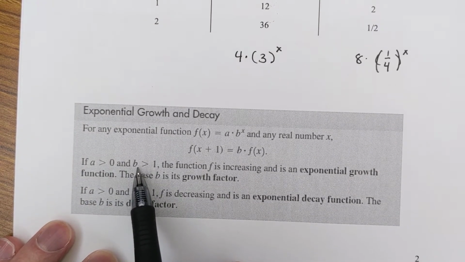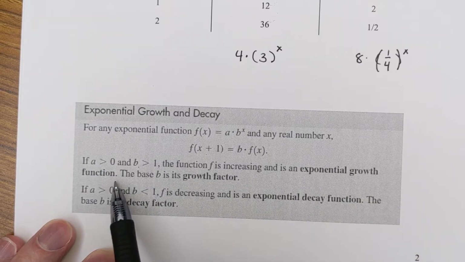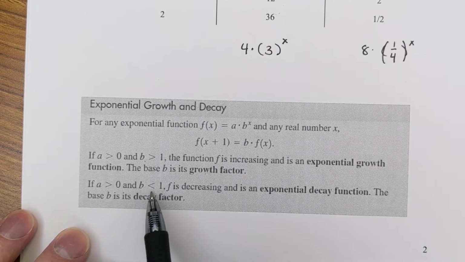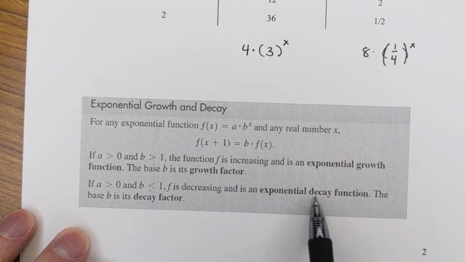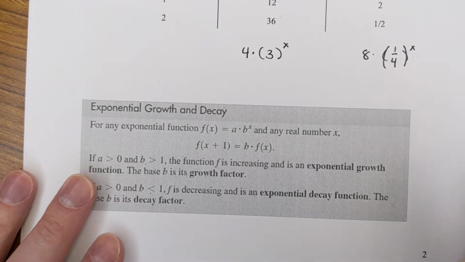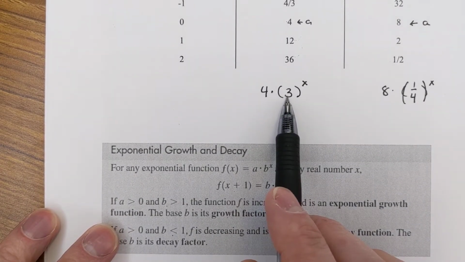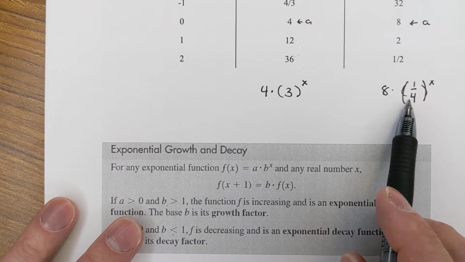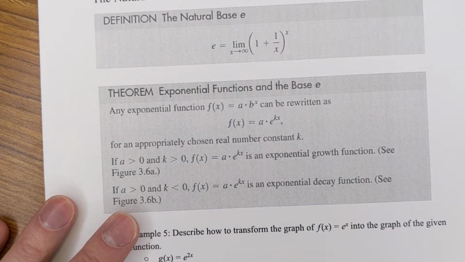If a is positive and b is more than 1, the function f is increasing and is referred to as a growth function. b is the growth factor. If a is greater than 0 and b is less than 1, as in this case over here, we have a decay function. The base b is the decay factor. Essentially this one is growing because the values triple each time x counts up. This one is decay because the values are going down, being divided by 4 each time x goes up.